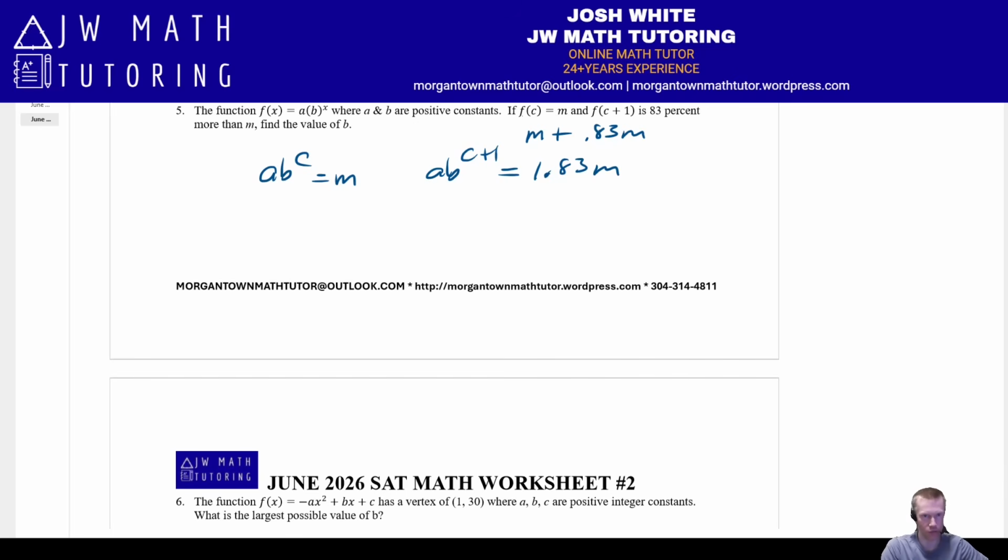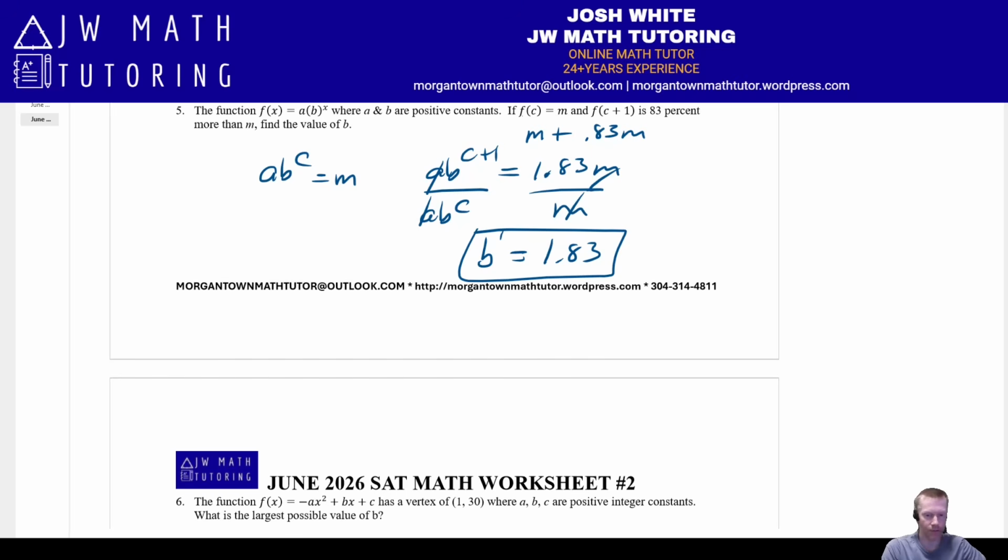Okay, so essentially this is what's happening, and it wants to find the value of b. So the theoretical approach says, these are two equations, so you can technically divide both sides. Notice what happens on the left side. The a's cancel out, and when you subtract the exponents, c plus 1 minus c is just b to the first, or b. And on the right side, the m's cancel out, and you get 1.83. Okay, so that's it. That's the answer.